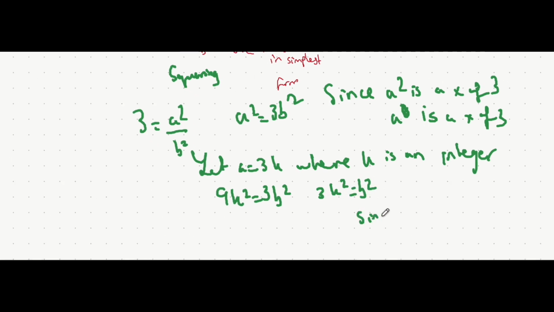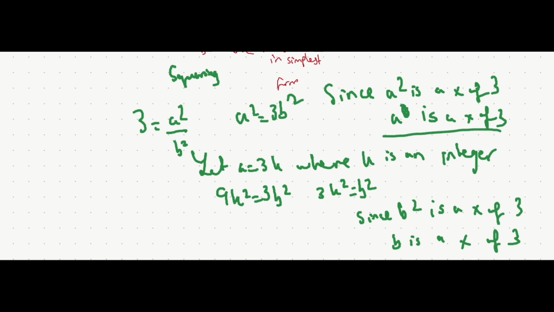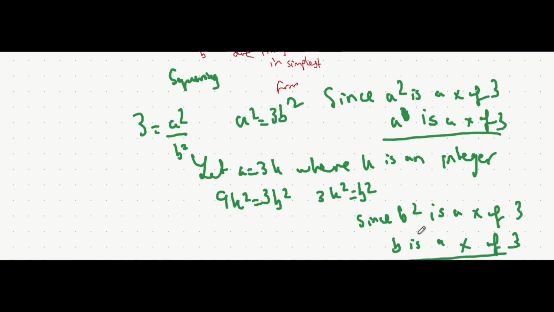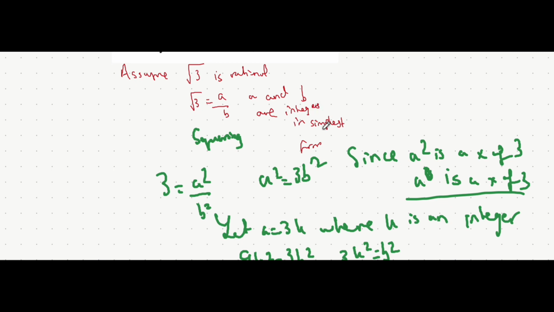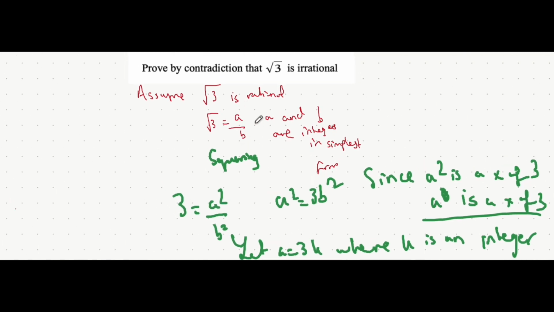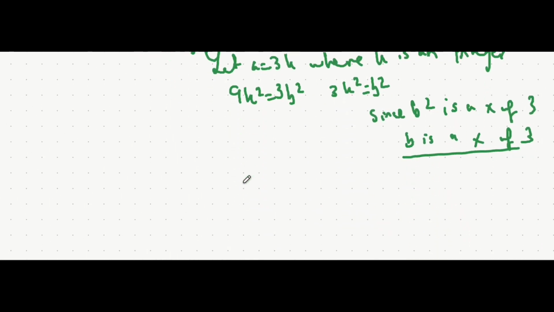So once again, you can make another conclusive statement. Since b squared is a multiple of 3, you can say b is also a multiple of 3. What we've done just now, we've shown that a and b are both multiples of 3. But what did we say before? We said that a and b are in their simplest form. Well, they can't be in their simplest form if they're both multiples of 3, because then they'd cancel each other out with a factor of 3.